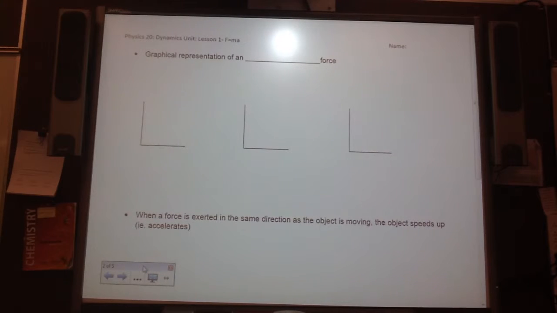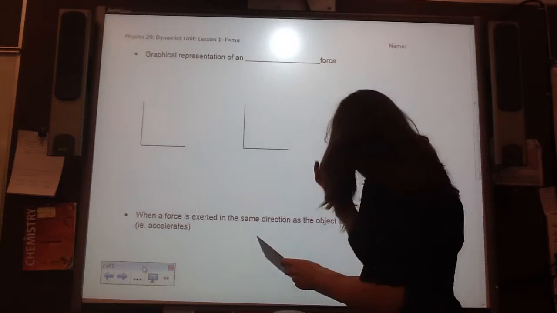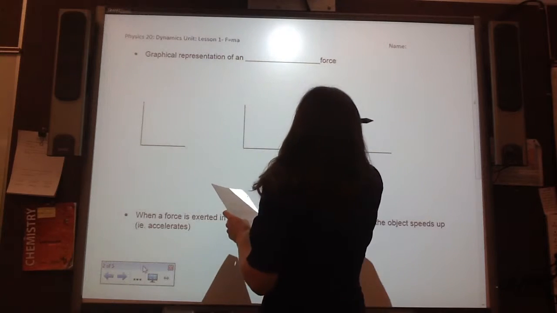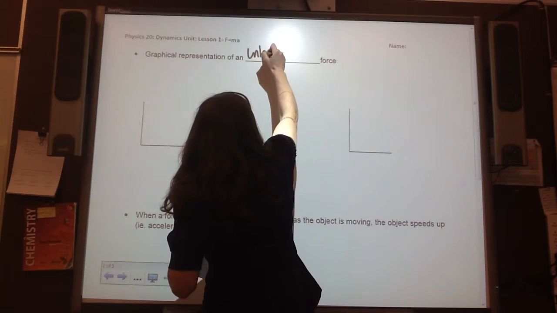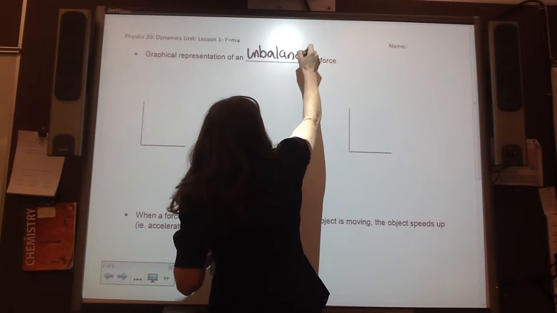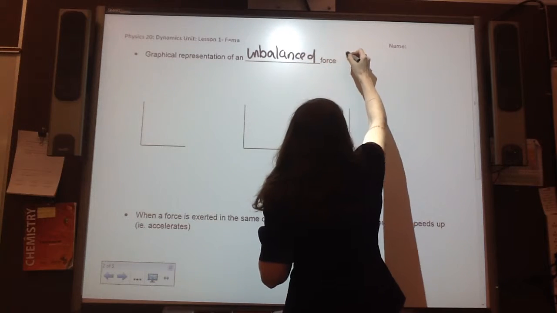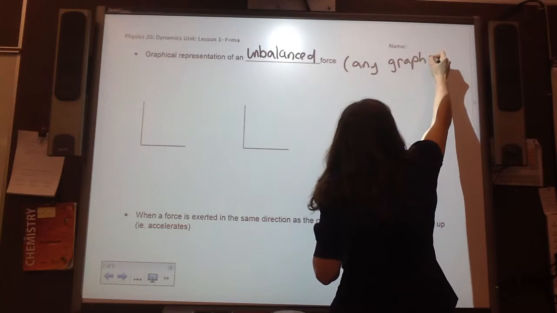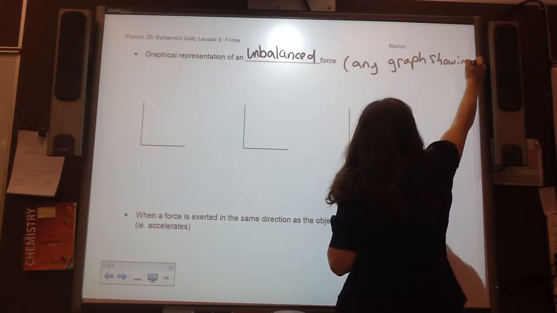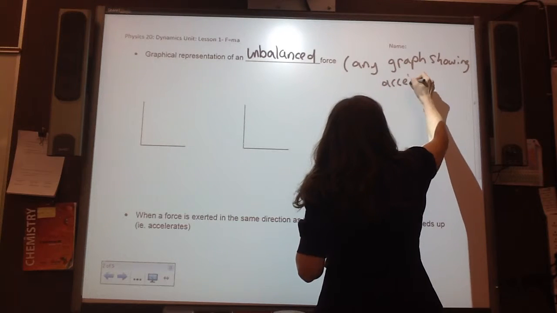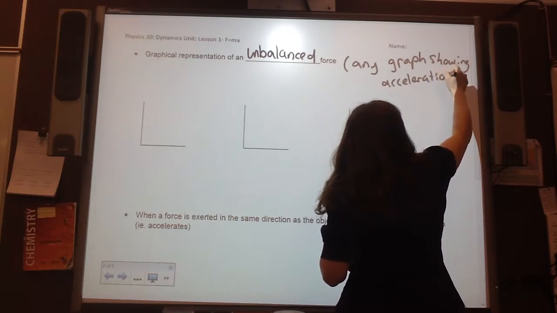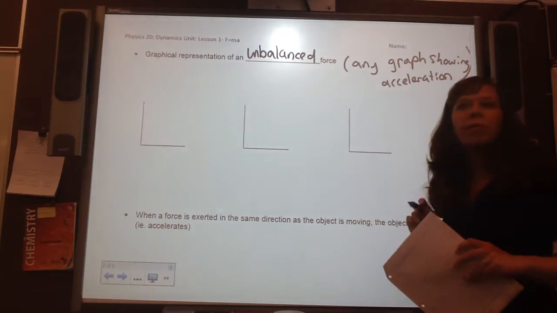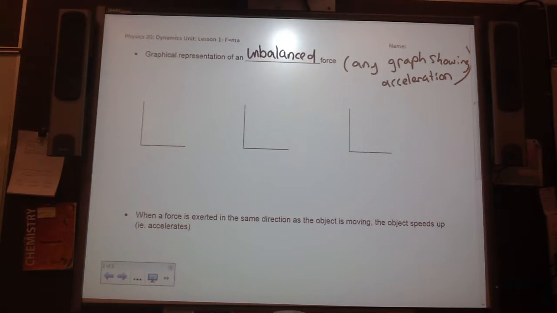What does it look like to have an unbalanced force on a graph? A graphical representation of an unbalanced force is any graph showing acceleration. Because if an object is accelerating, it will have a force being exerted on it, regardless of its mass.